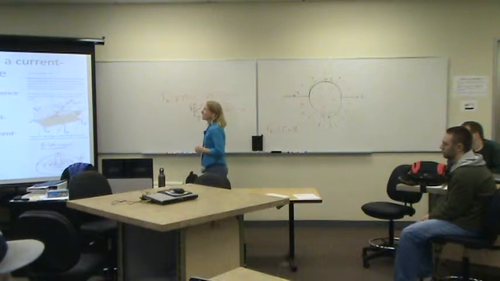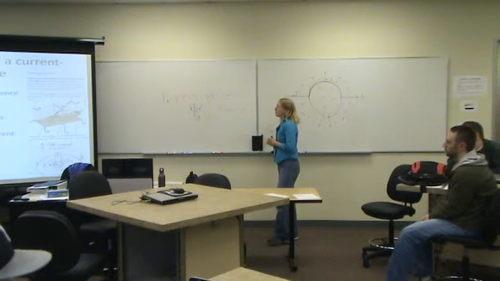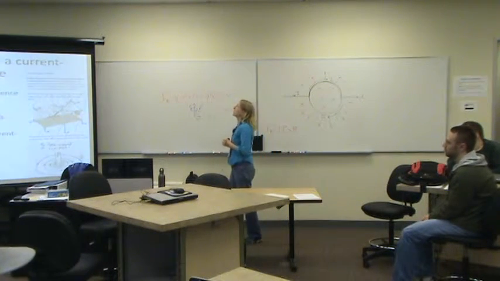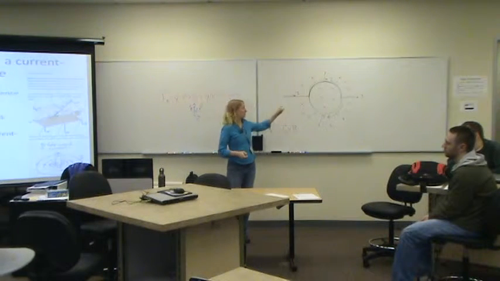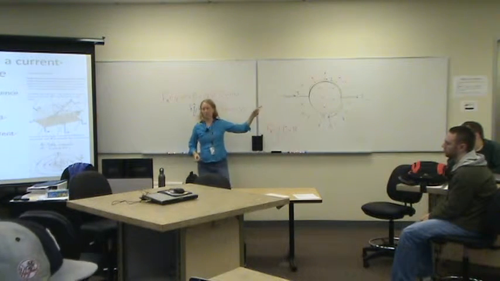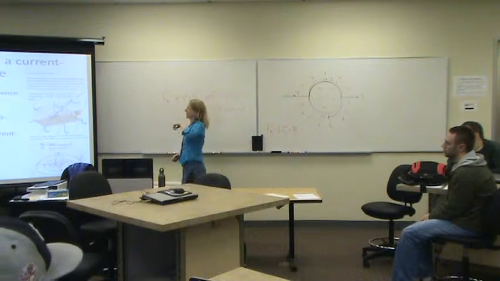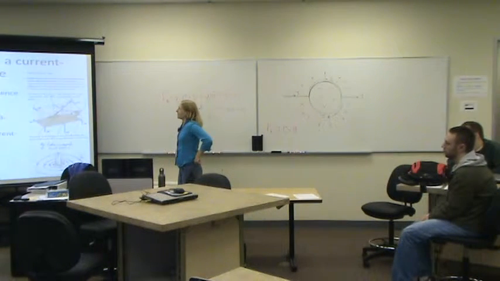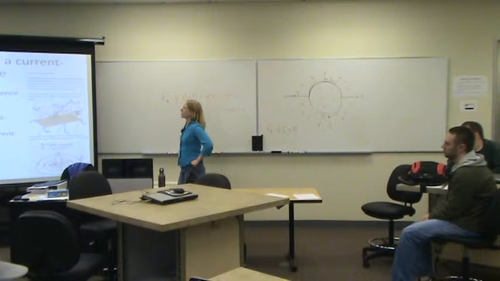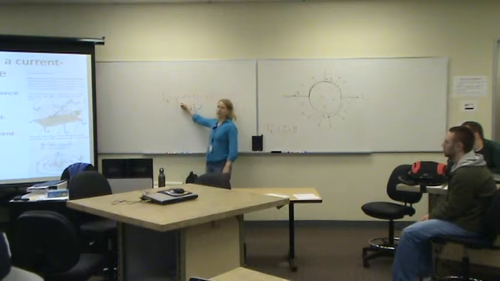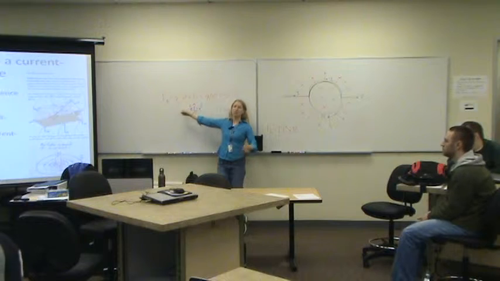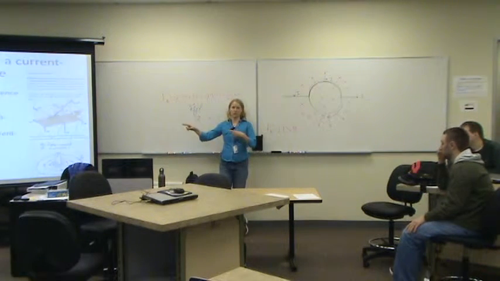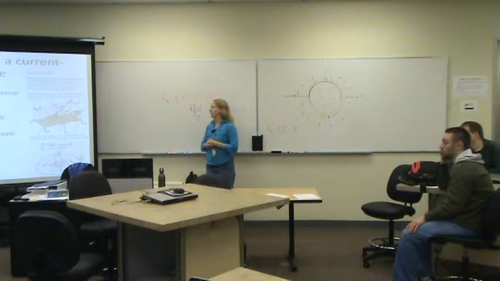All right, so let's talk about the magnetic field due to a current carrying wire. Last week we talked about the force on a current carrying wire. Now we're talking about the magnetic field due to a current carrying wire. Any moving charge creates a magnetic field. We learned that with this equation. So it logically makes sense that if you've got current moving through a wire, those little charges that are moving are creating a magnetic field.